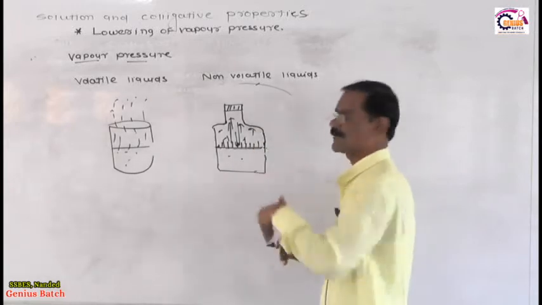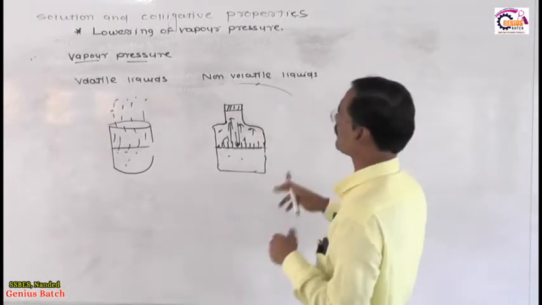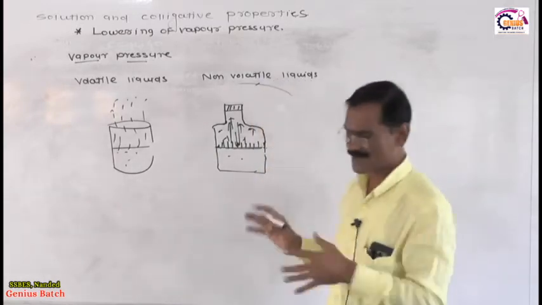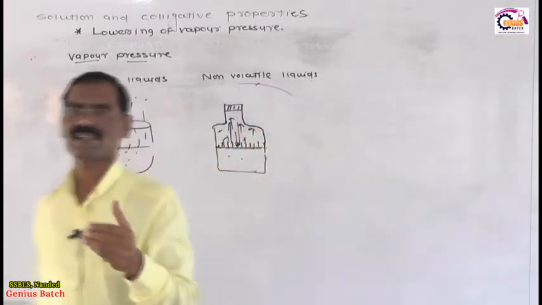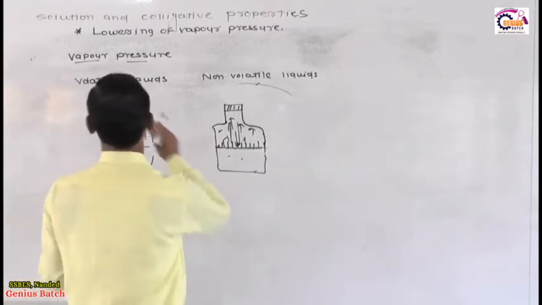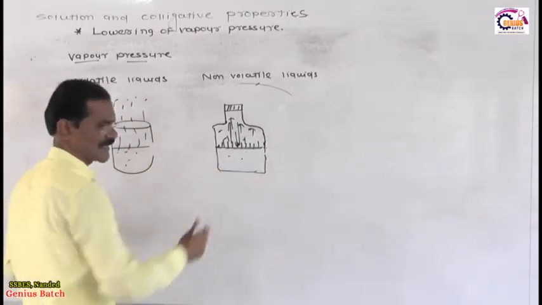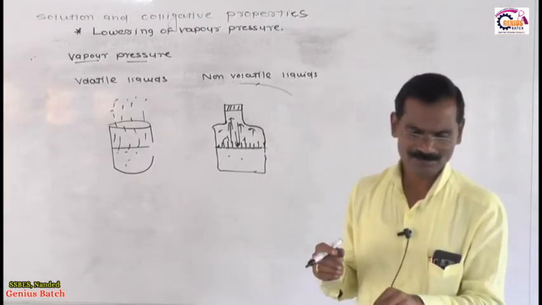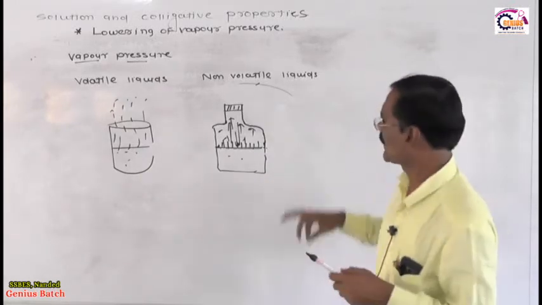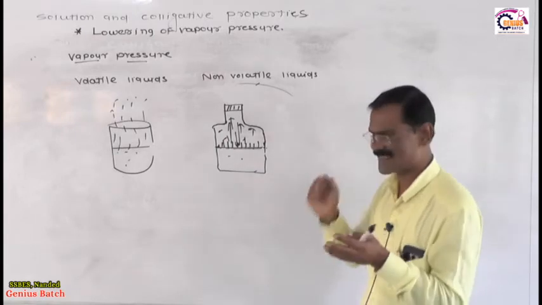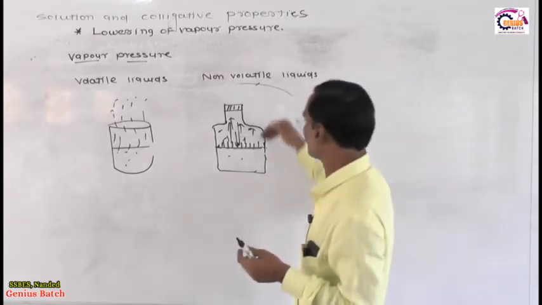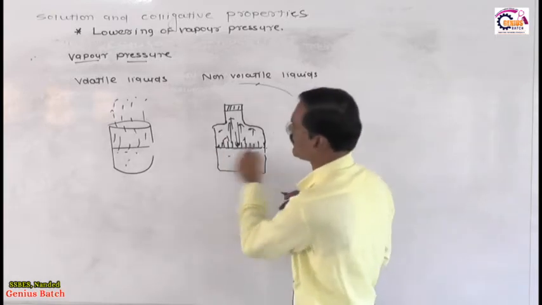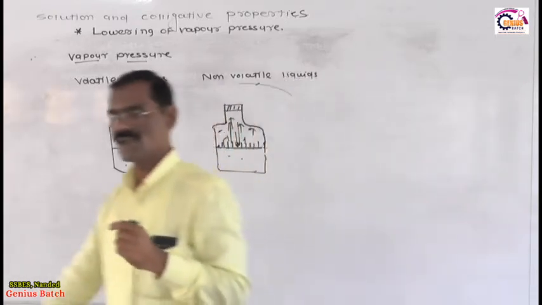So the pressure exerted by vapors on the surface of liquid is called the vapor pressure of liquid. My friends, this is a very interesting and very important phenomenon related to the concept of vapor pressure. So you got the meaning of vapor pressure. The vapor pressure means the pressure exerted by vapors on the surface of liquid, and such a pressure is called the vapor pressure of liquid.